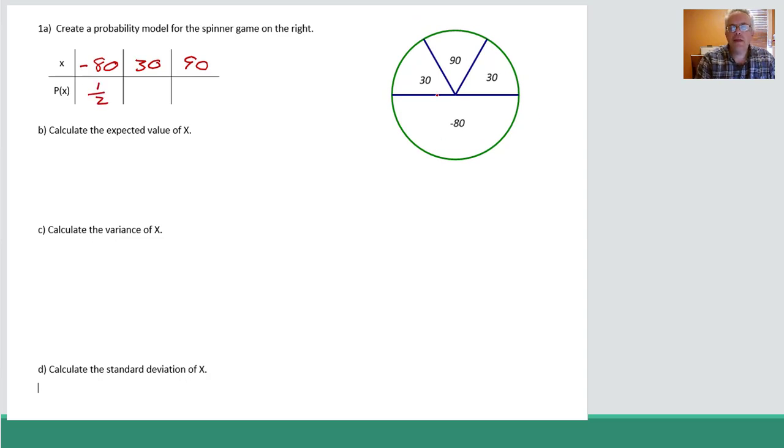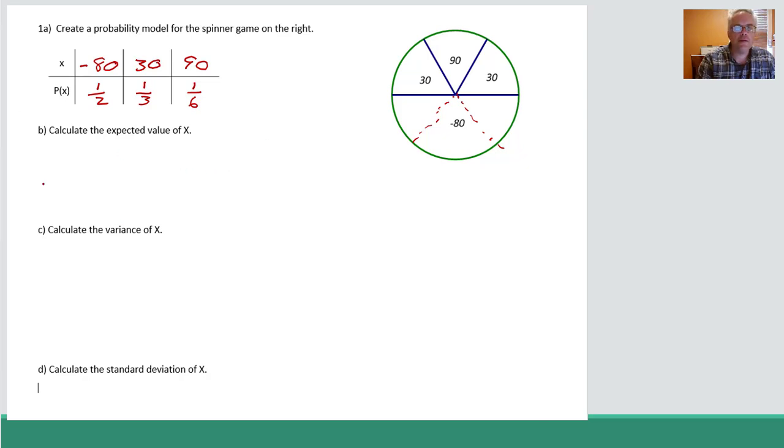The 30 and the 90 might be a little bit trickier. Each one of these is a sixth of the circle. You could see that if we kind of like extended these a little bit. We see that 3/6 of the circle is negative 80, that's a half. 2/6 is 30, which is equal to 1/3. And 1/6 is equal to 90. Okay, so those are the probabilities and the values involved.